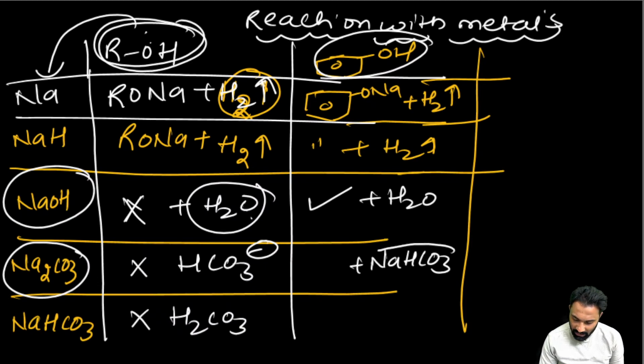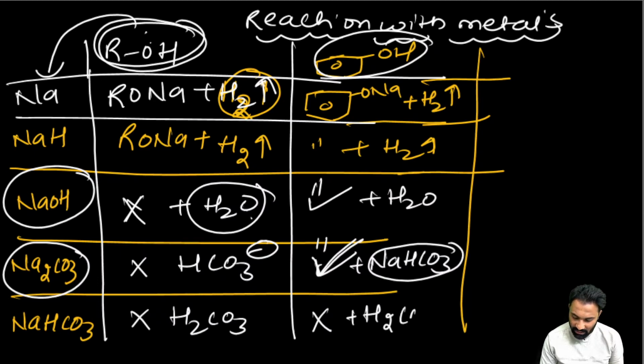Now this sodium bicarbonate, or this bicarbonate ion, is weaker than the phenol. So here also the reaction will happen, and we get the same product. But with the last one, the reaction will not happen. Why? Because here it is carbonic acid, and carbonic acid is a stronger acid than the phenol.